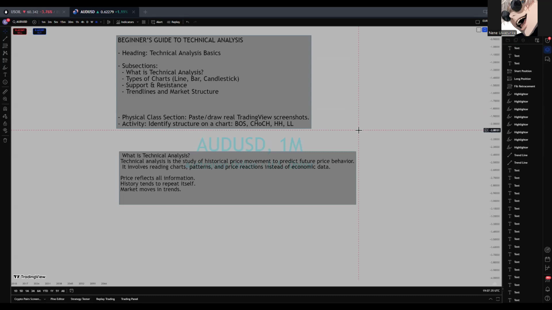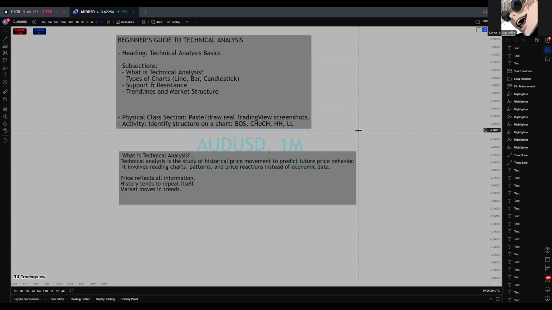Technical analysis is the study of historical price movements to predict future price behavior. It involves reading charts, patterns, and price reactions instead of economic data. For economic data, we have to rely on fundamentals, but this is technical. The price reflects all information. History tends to repeat itself.